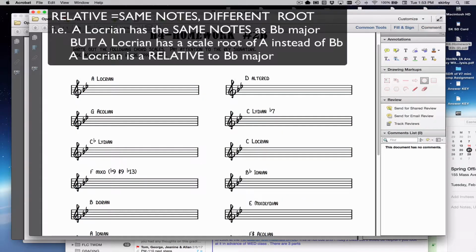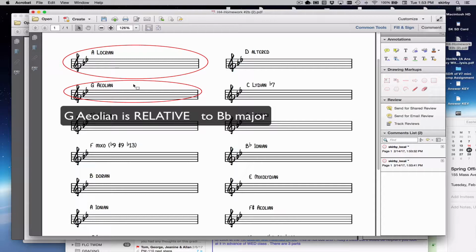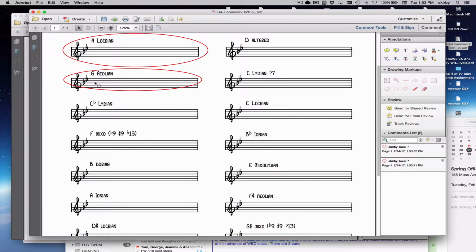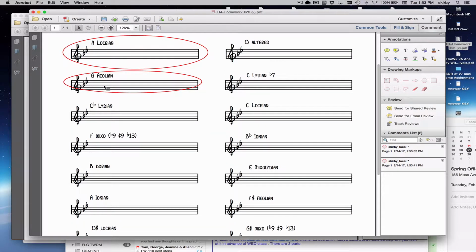So we have Locrian, that's the seventh mode. A Locrian is the seventh mode of B flat major. Aeolian is the sixth mode of B flat major. That means that these chord scales are going to have exactly the same notes as B flat major, just starting on the root of this scale. Here it will start on A, it will start on G. So in the first stage of this video, why don't you make sure you check your modal chord scales and then check the answer key, which will come next, so that you've identified all of those.